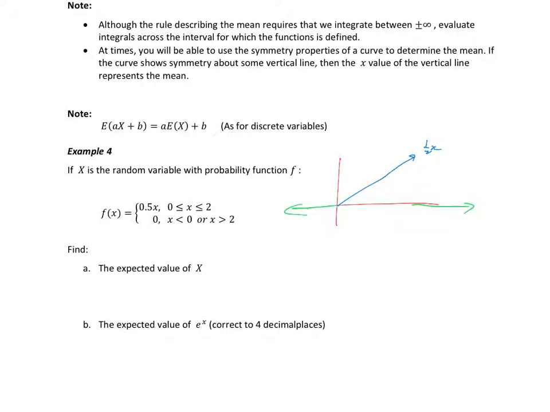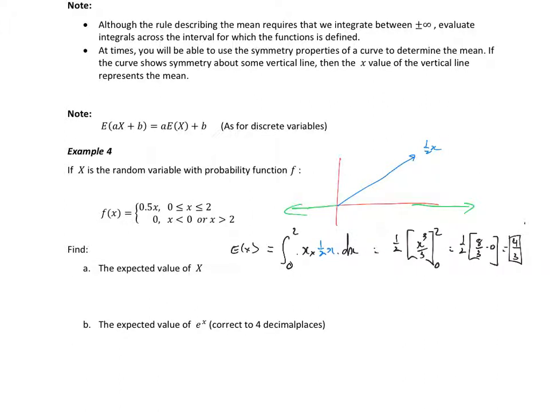So the expected value E of x is equal to the integral between 0 and 2 of x times whatever the function happens to be, which in this case is a half x. Okay, so that's equal to, take the half out the front, of x squared, so x cubed on 3, evaluated between 2 and 0, which is a half times 2 cubed is 8, minus 0, which is equal to 4 on 3. So that's the expected value. So that's mu, all right?